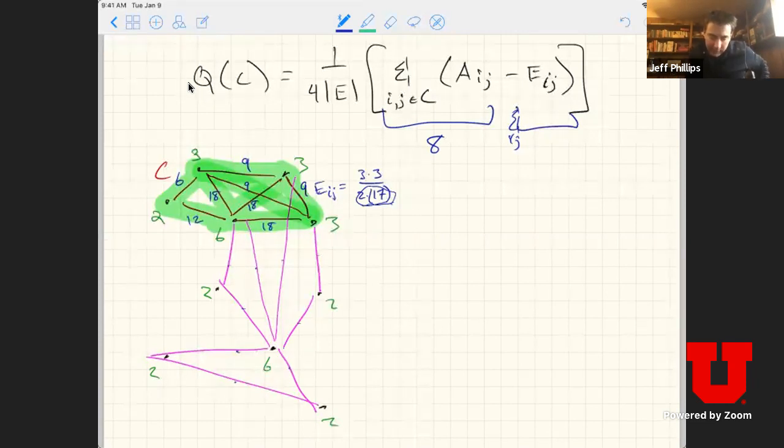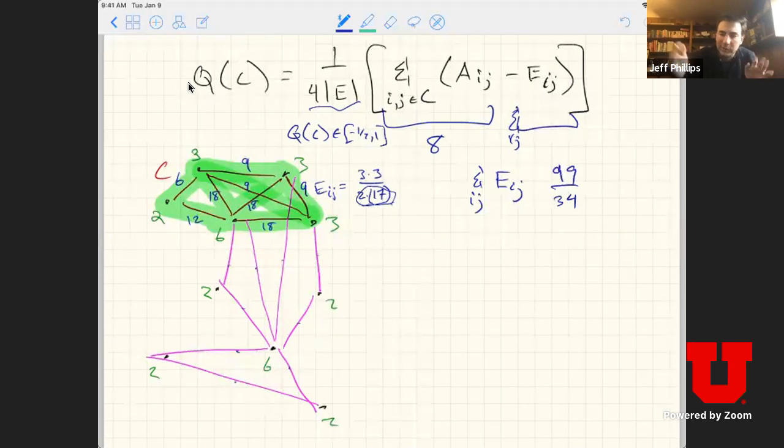18 to the 72 plus 81, 87, 99. Okay, so the total sum of e_ij, if I did this correct, is going to be 99 over 34. Okay, and then this number here, which is just some normalizing coefficient, this enforces that Q of C is going to be, I think, in -1/2 to 1.